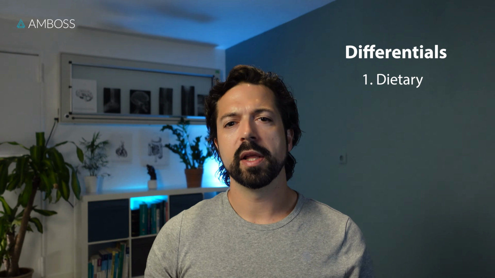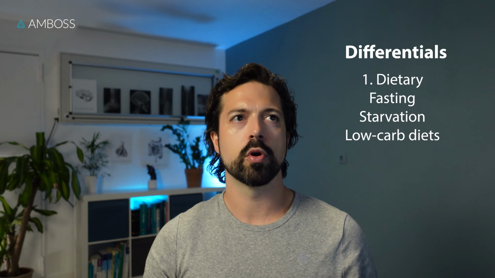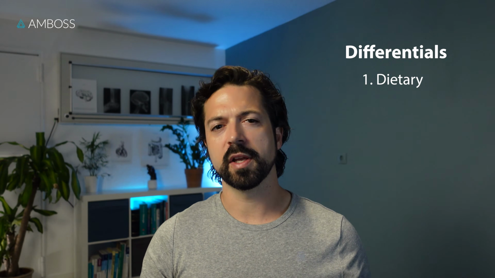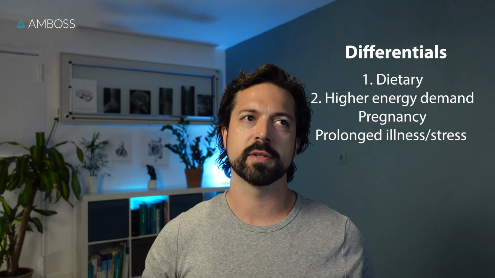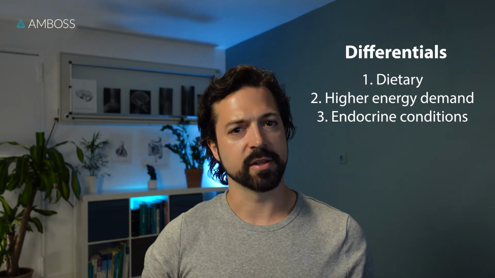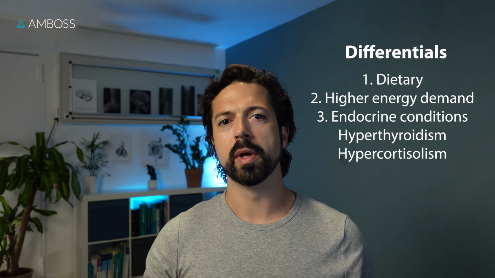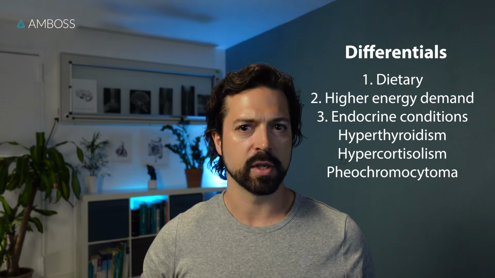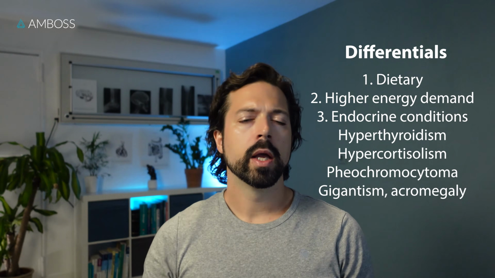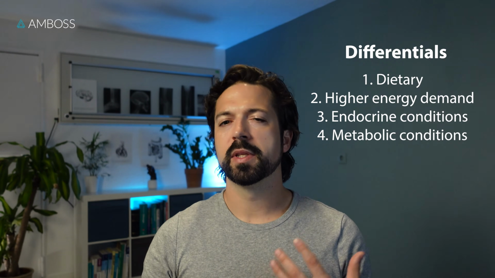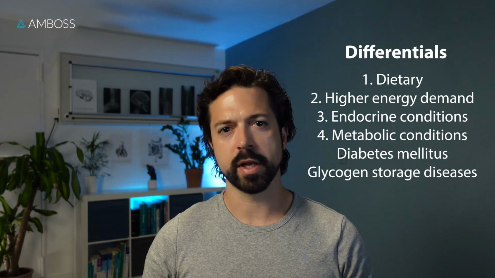It could be dietary related, like fasting or starvation, low-carb diets, so keto diets, or prolonged vomiting. It can occur with states of higher demands, like pregnancy and prolonged illness or stress, or endocrine conditions involving an excess hormone, such as hyperthyroidism, hypercortisolism, so Cushing syndrome, catecholamines like pheochromocytoma, or growth hormone, so gigantism or acromegaly. It can also be other metabolic conditions like diabetes mellitus, glycogen storage diseases, or renal glycosuria.